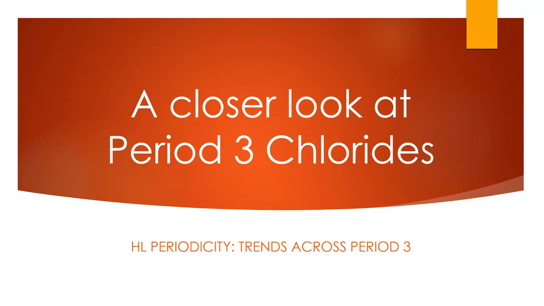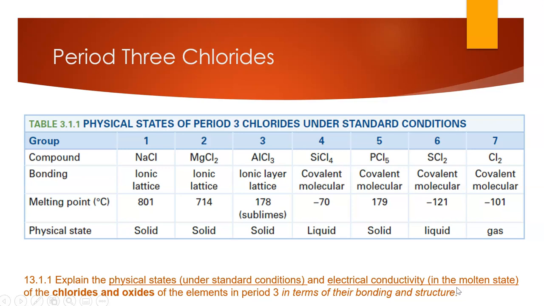Welcome back, and we're going to continue our look across period 3, but this time we're going to be looking at the chlorides, not the oxides. So let's get going. When we look at the period 3 chlorides, we can look at them in the same way we did with the oxides, in that we can look at their physical states and the bonding that gives rise to that. So you need to be able to know what their physical states are under standard conditions, the electrical conductivity of these substances, and then look at some of the specific properties of known compounds.